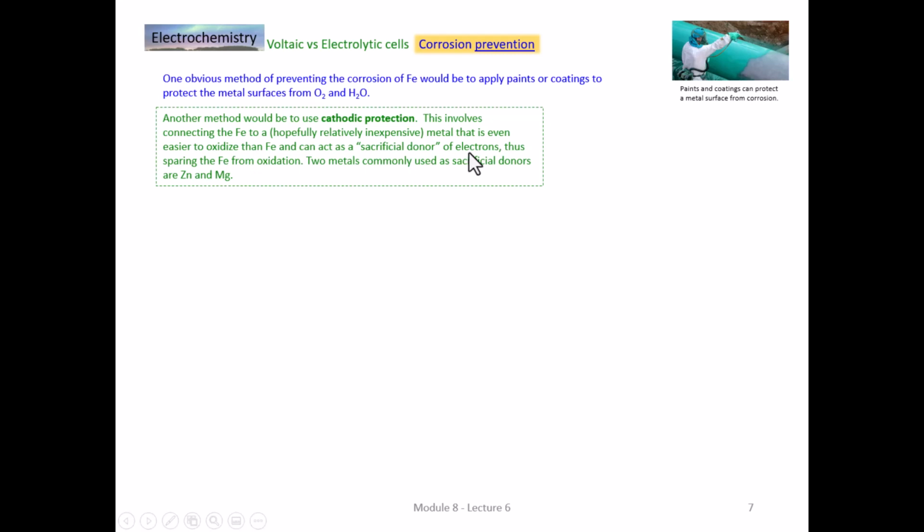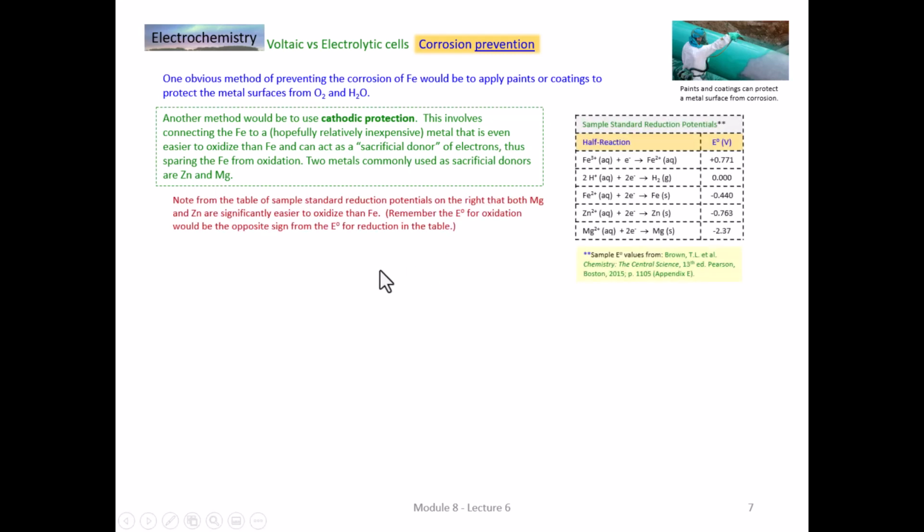So when iron reacts with oxygen, iron's donating electrons to oxygen. If we can connect the iron to a different metal that donates electrons to the oxygen more easily than the iron, then the iron wouldn't have to give up electrons, and there would be no corrosion. Two common sacrificial donors, as we call them, are zinc and magnesium. Now note from the table of the standard reduction potentials here on the right that both magnesium and zinc are easier to oxidize than iron.